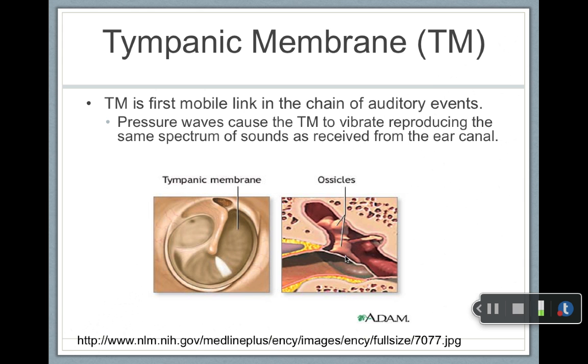This pressure wave causes the tympanic membrane to vibrate, and it produces the same spectrum of sounds from the ear canal. So the tympanic membrane is going to vibrate differently based on a low frequency sound or a high frequency sound, and it's going to vibrate with a different intensity depending on whether it's a soft sound or a loud sound. So the tympanic membrane takes this acoustic energy. The waves bounce off the tympanic membrane just like a drum, right? And it sets this chain of movement through our middle ear.